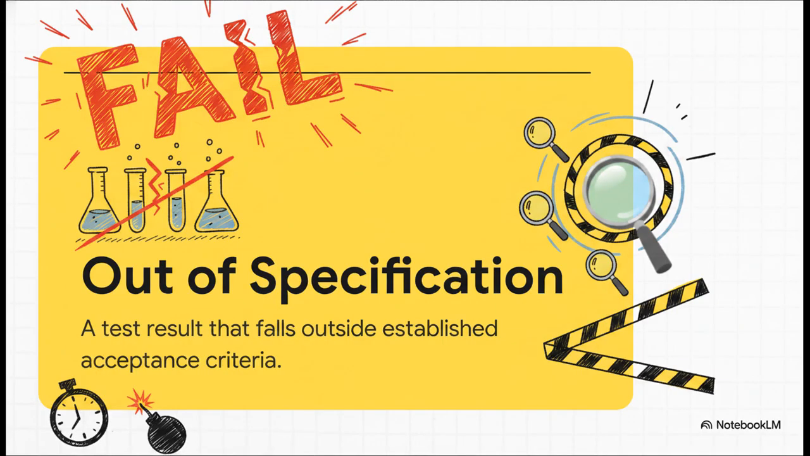You've just run a sample, the sequence finishes, and boom, a bright red fail flashes on your screen. Your result is officially out of specification, or OOS for short. Basically, it falls completely outside your established acceptance criteria.